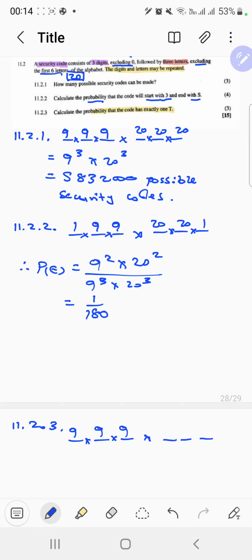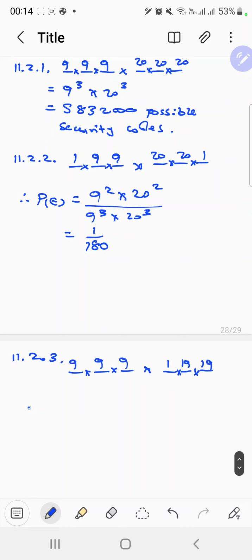Then that is multiplied by. Now we have only 1 t. So there's only one option there. And then the rest, remember once we put that t, it's out. So we can only repeat the remainder, which is the 19 options for the last two positions. Okay, so this concludes that the probability of this event is going to be basically 9 cubed multiplied by 19 squared over the total, which was 9 cubed multiplied by 20 cubed.